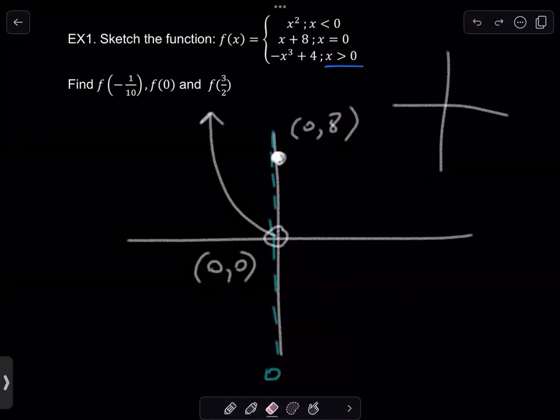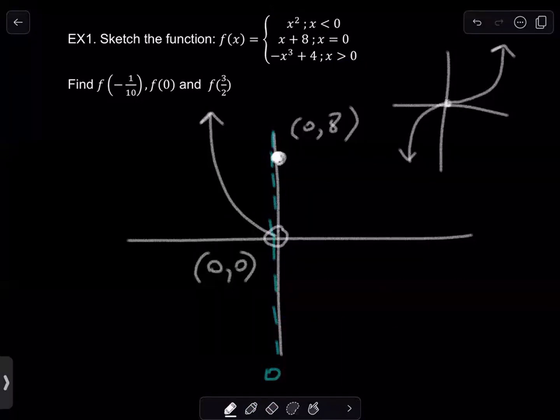What you need to know is that the x cubed function looks like this. I encourage you to learn or memorize how that looks. It's got an x-intercept and y-intercept of 0 and 0. Okay, so that's x cubed. Now we have a negative x cubed term.